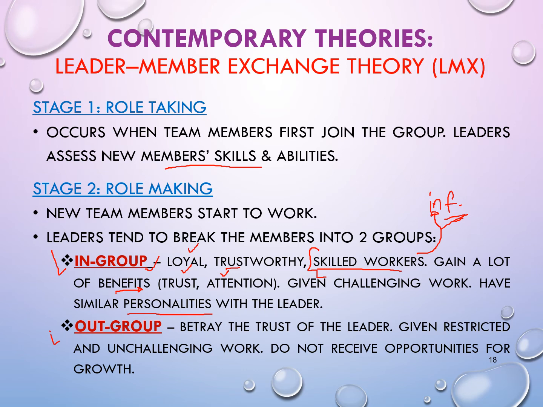Okay, they are the employees who are not preferred. The leader does not prefer them, because maybe they don't have similar characteristics and personalities with the leader, and maybe they don't perform as well as expected by the leader. So when they fall in the out group, normally they don't get trust from the leader.